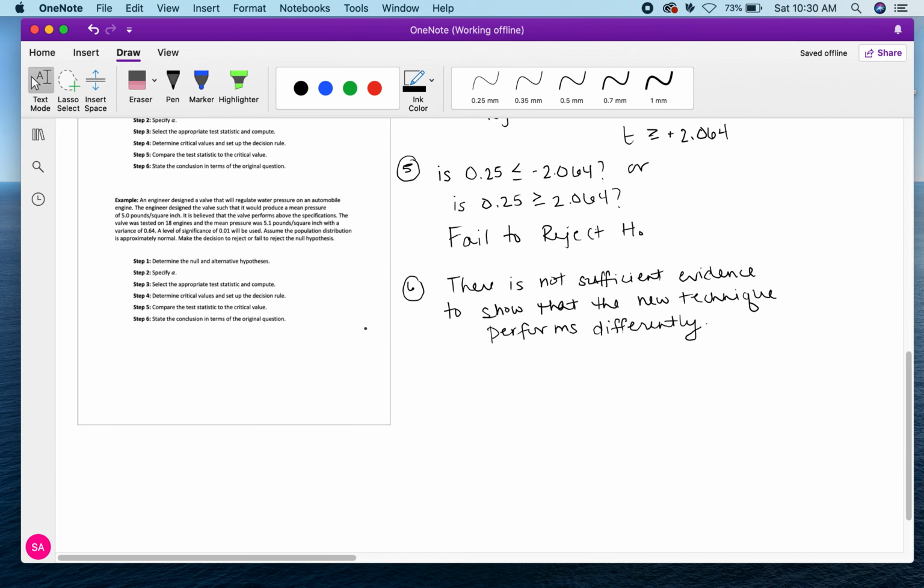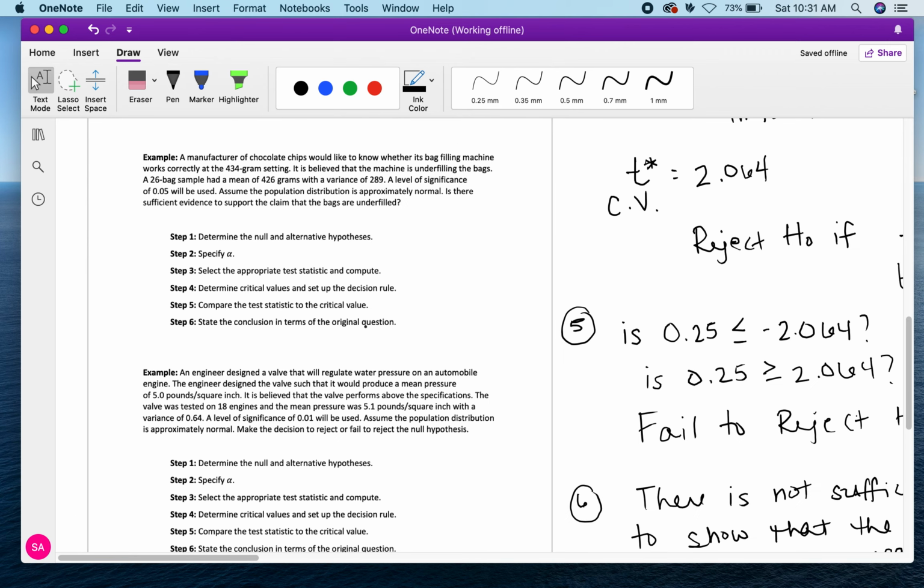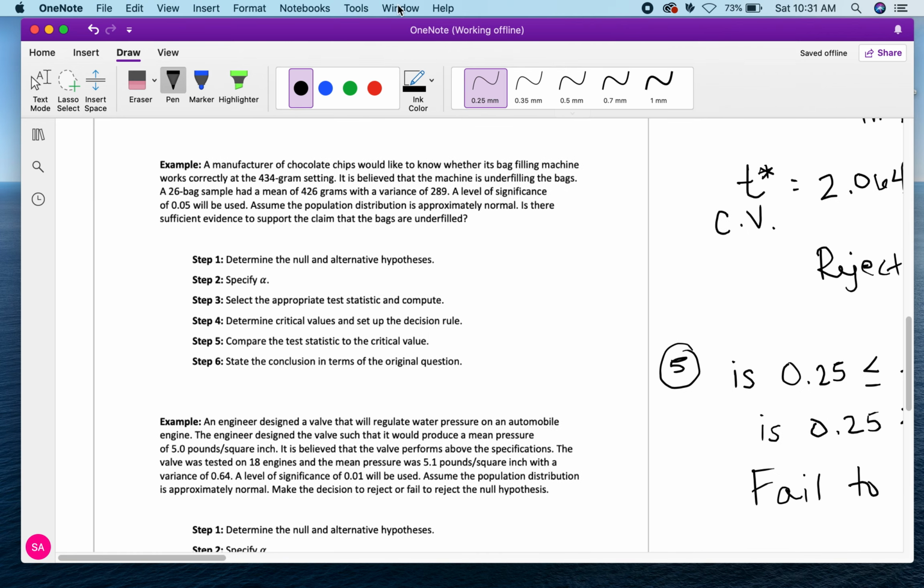All right, let's do it again. So second problem here. A manufacturer of chocolate chips would like to know whether its bag filling machine works correctly at the 434 gram setting. It is believed that the machine is underfilling the bags. Okay. We're going to be coming back to underfilling.